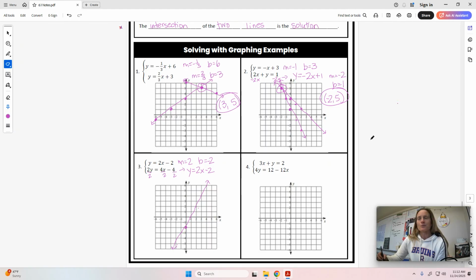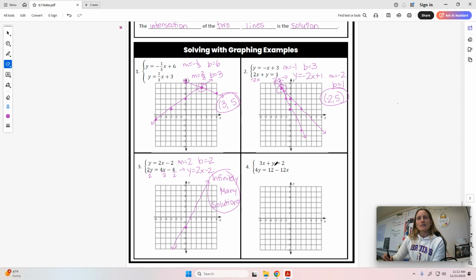When this happens, when the two lines are exactly the same line, that means that they share every single point. The two lines are laying right on top of each other. And so this is what it looks like graphically when the answer is infinitely many solutions. So if your two equations create the same line, the answer is infinitely many solutions.